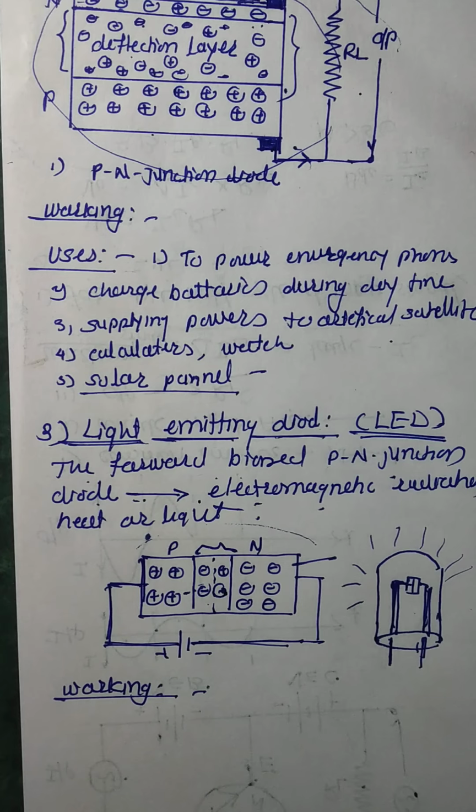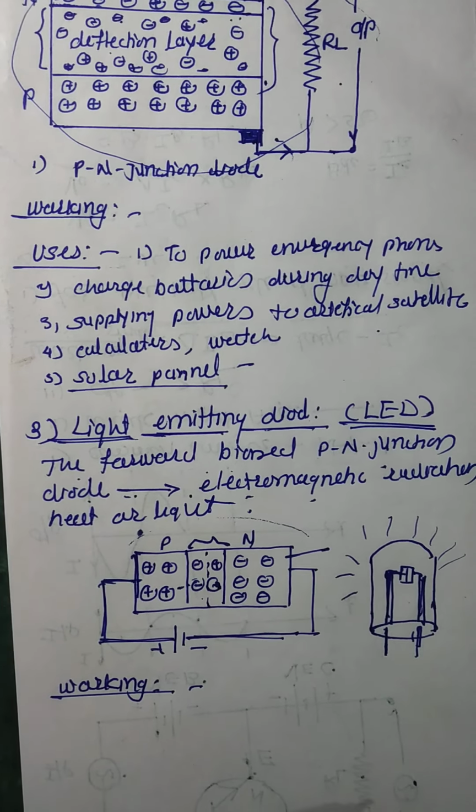In this case, free electrons in the conduction band have higher energy than holes in the valence band. Hence, during recombination, the electron loses its energy and jumps into the valence band, releasing energy in the form of electromagnetic waves. The amount of energy released, and hence the wavelength of emitted radiation, depends on the forward current and the semiconductor material used in making it.